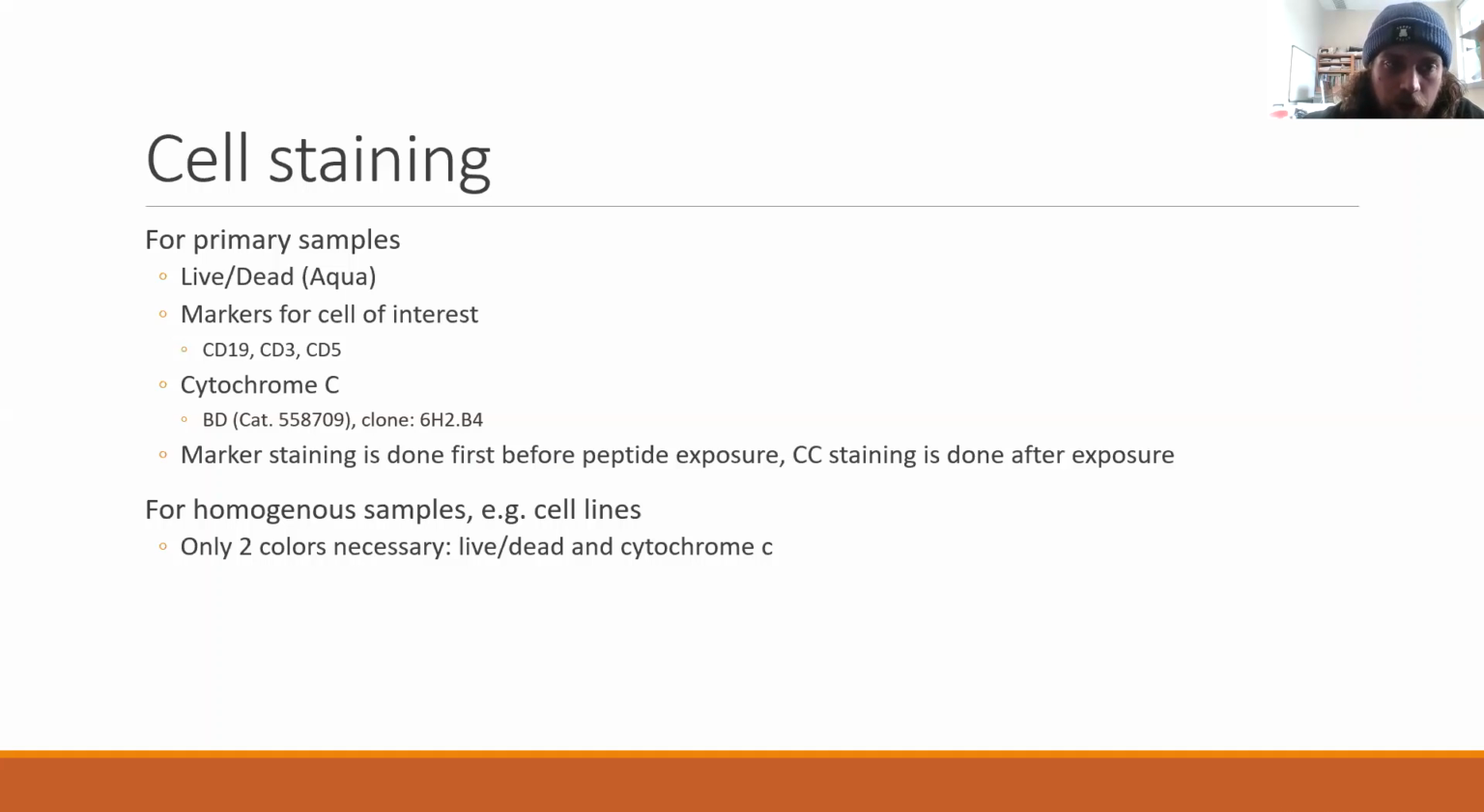CD19 being a B cell marker, CD3 being a T cell marker. So usually I'm looking at B cell populations. I separate out the CD3, gate on CD19, and then sometimes use CD5 for certain diseases. For example, if I'm doing a CLL sample, CD5 positive cells are indicative of CLL. So I also use something like that.